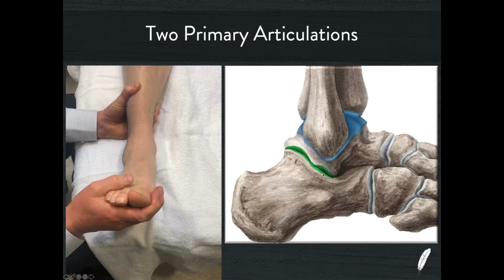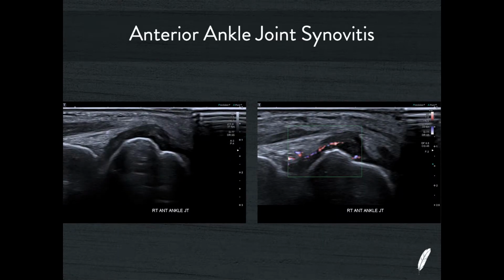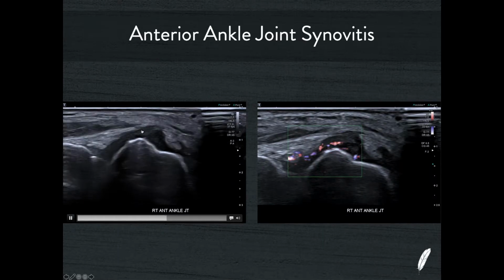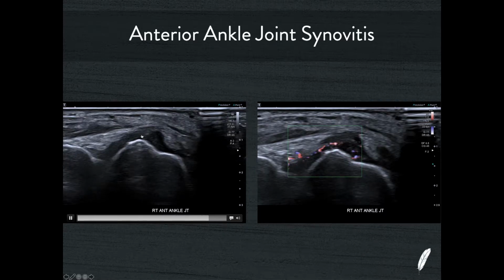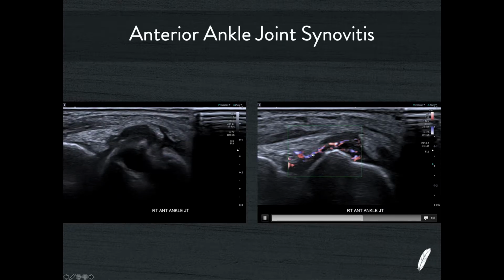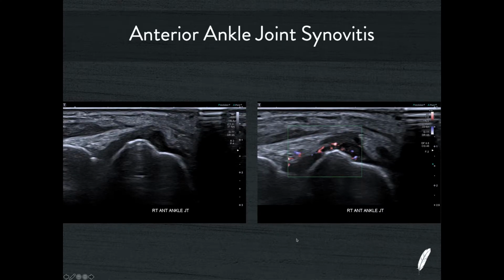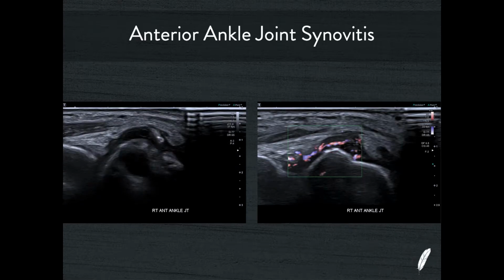This is an example of an anterior ankle joint capsule, and you can see how thick the joint capsule is and how synovially proliferative it is. And with the Doppler algorithm, we can see how hypervascular it is. This is a classic case of ankle joint synovitis, and this is the direct cause of the patient's symptomatic pain.